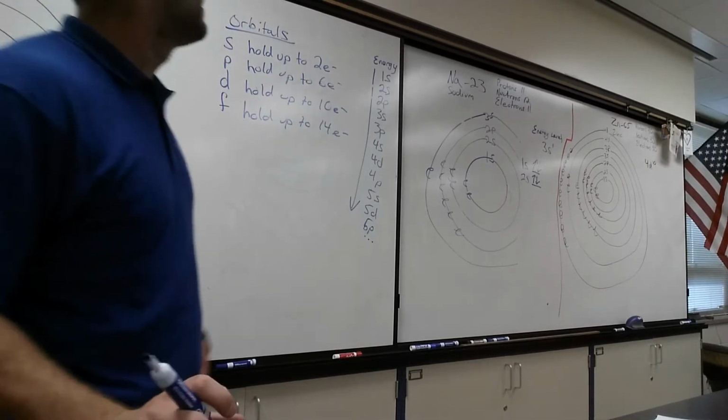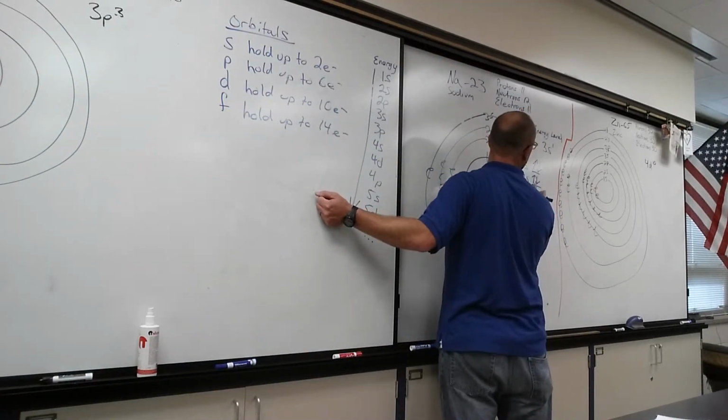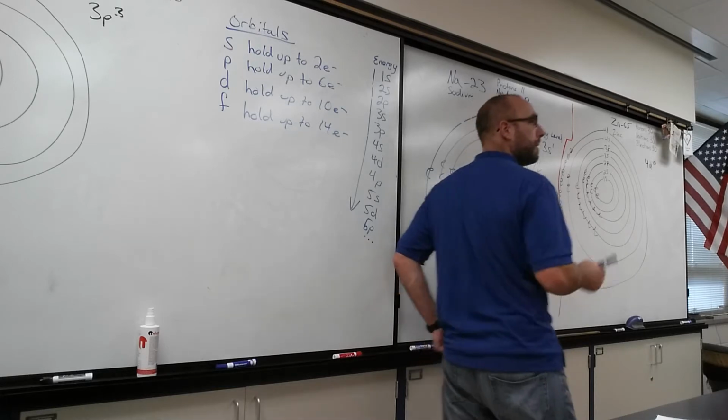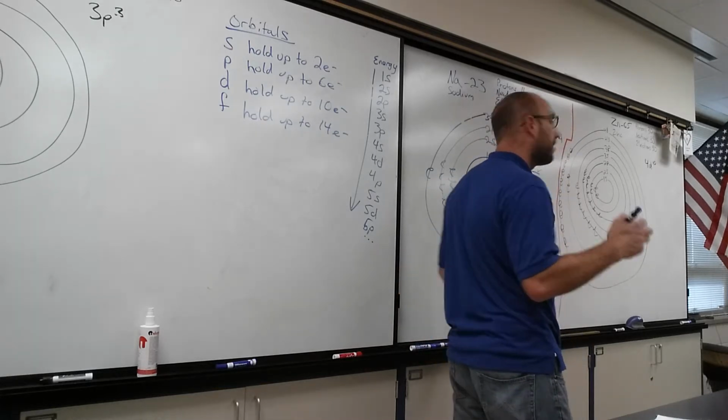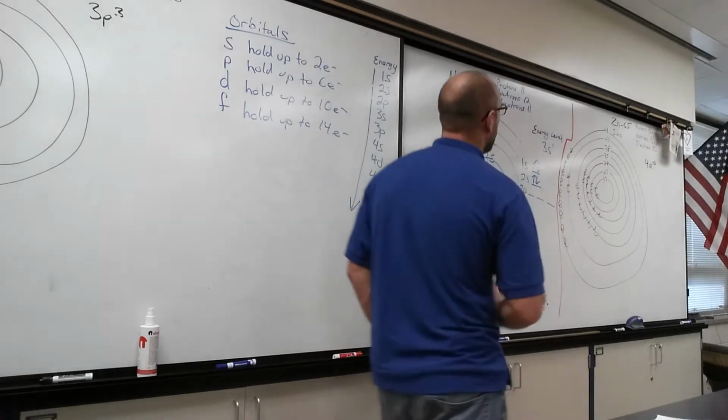What's after 2s? 2p. Now, 2p can hold how many electrons? 6. Now, if they're coming in pairs, how many lines do I need for those? 3. Now here's where one trick comes in.